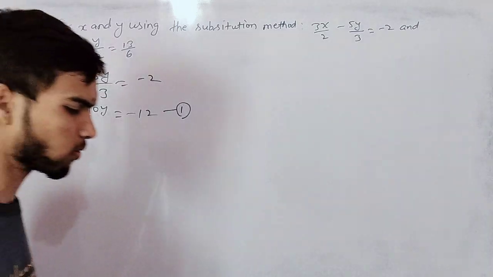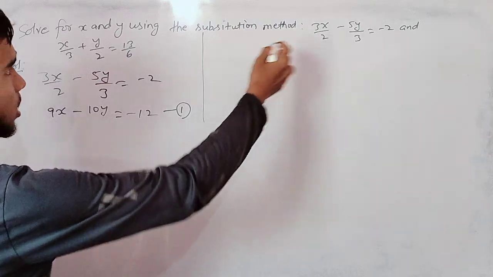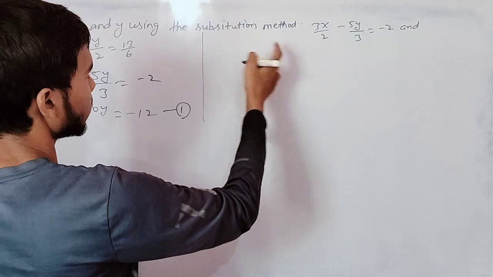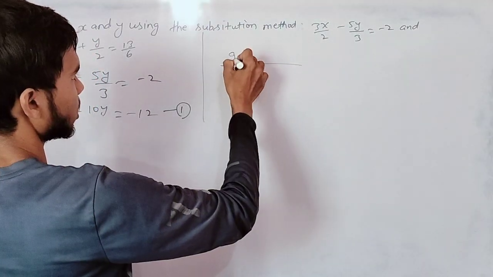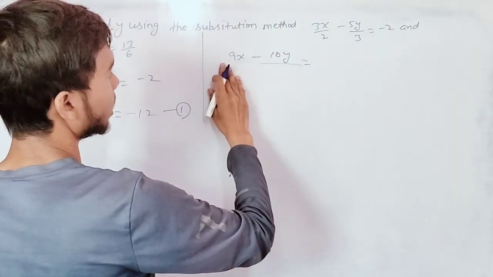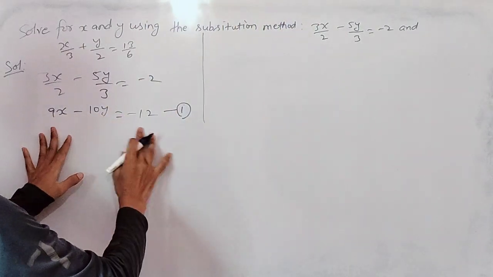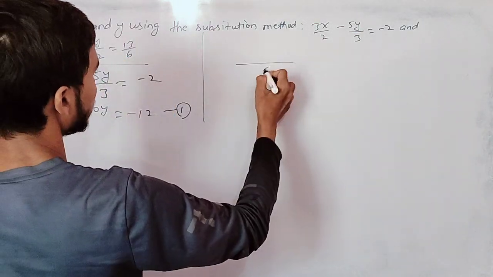3 threes are 9, 5 twos are 10. Okay, so I am considering this as one equation. Same for the other one. 3 times 6, 2 threes are 6, 3 twos are 6, 5 twos are 10. It is done here. Now this is the next equation.